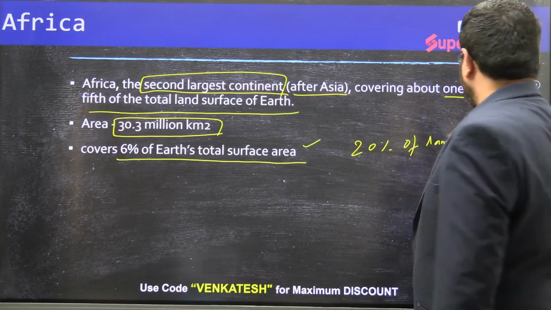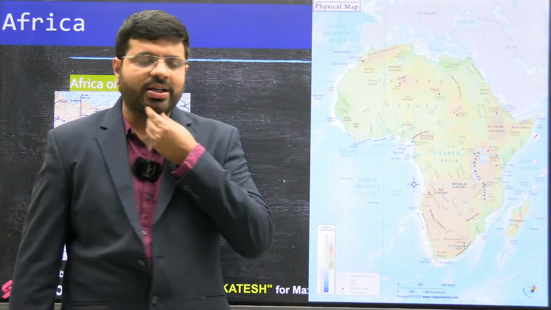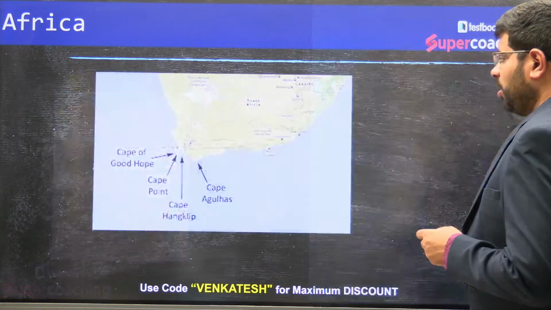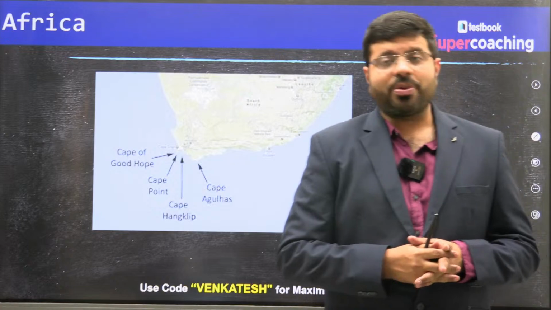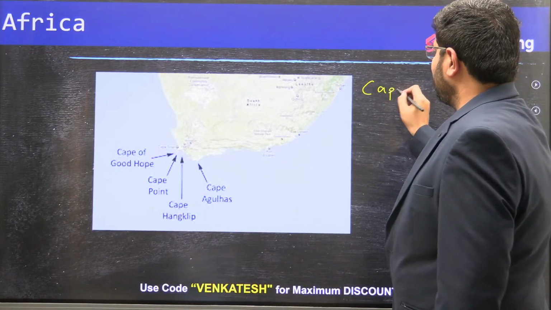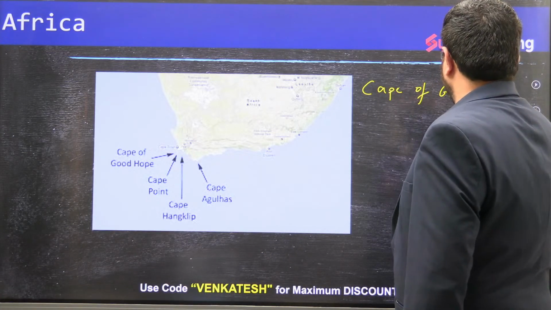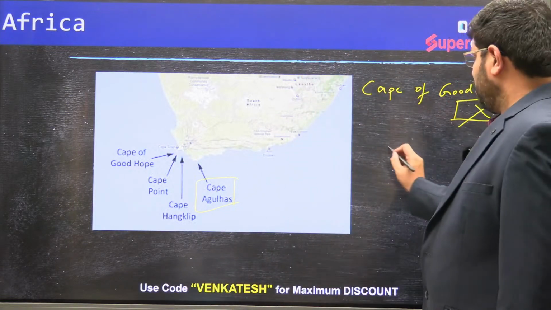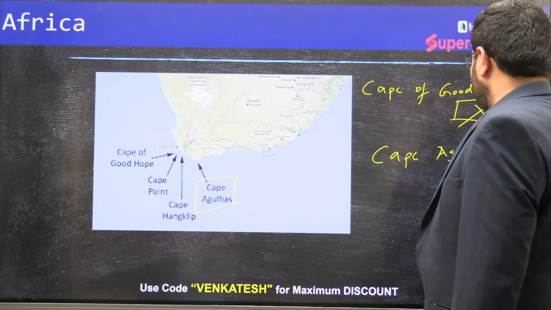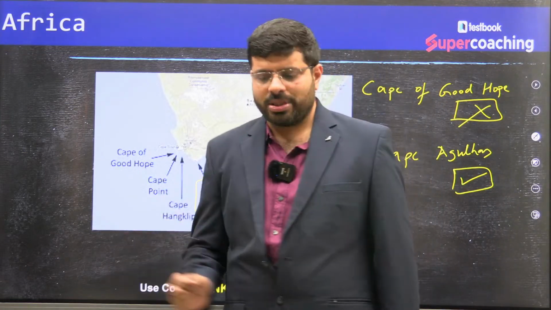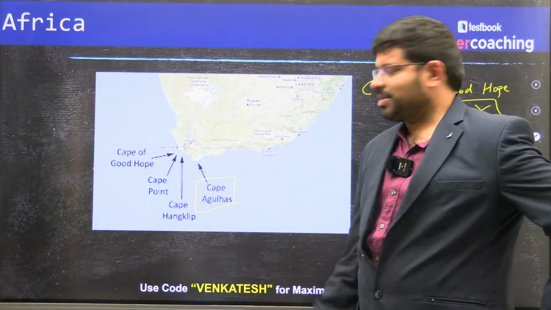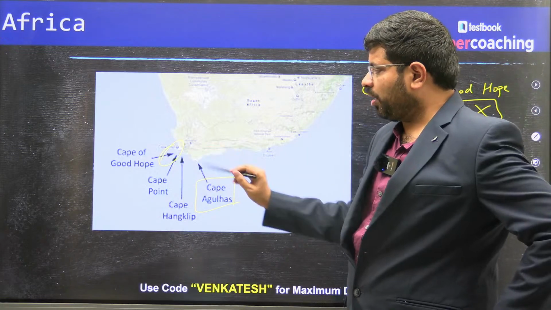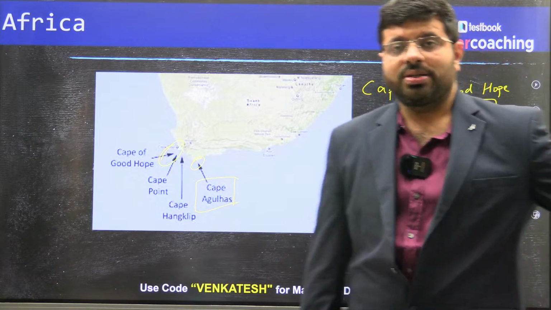Right. Okay. So, moving forward, often when you talk about the African continent, there are some myths and confusions. Which is the southernmost tip? Many of you assume that the Cape of Good Hope is the southernmost tip. No, it is Cape Agulhas. The southernmost tip is Cape Agulhas, which is on the eastern side of the Cape of Good Hope. You can see this is the Cape of Good Hope, around Cape Town, and this is Cape Agulhas. This is the southernmost point.